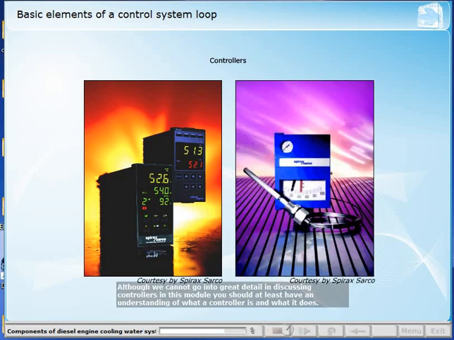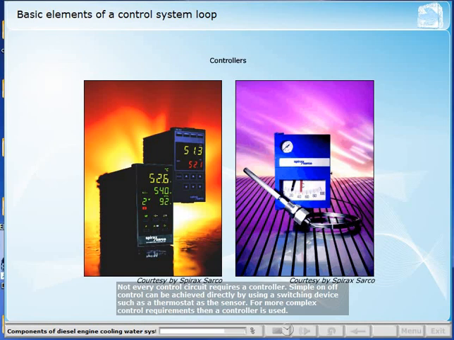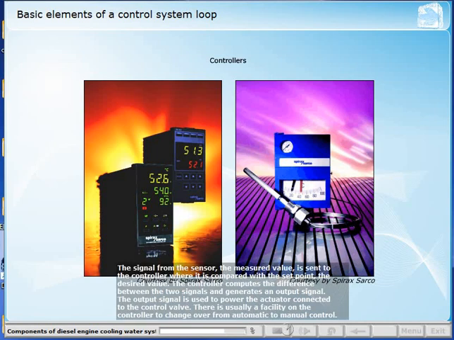Although we cannot go into great detail in discussing controllers in this module, you should at least have an understanding of what a controller is and what it does. Not every control circuit requires a controller. Simple on-off control can be achieved directly by using a switching device such as a thermostat as the sensor. For more complex control requirements, a controller is used. The signal from the sensor, the measured value, is sent to the controller, where it is compared with the set point, the desired value. The controller computes the difference between the two signals and generates an output signal. The output signal is used to power the actuator connected to the control valve.